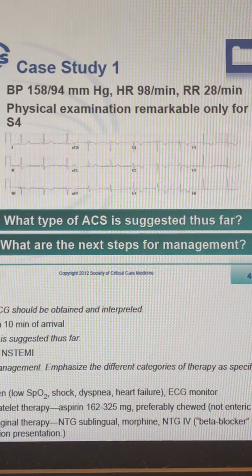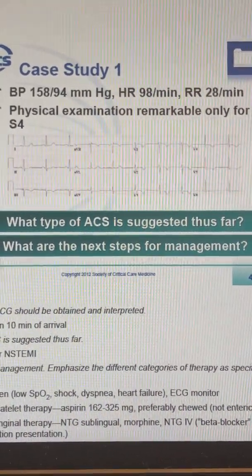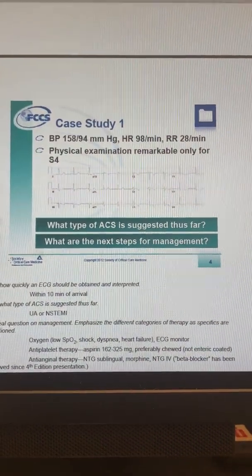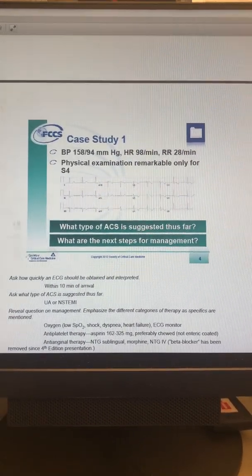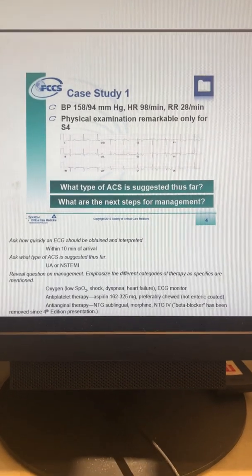So again, the chest pain, the environment is indicative of acute coronary syndrome. So now our next question, is it ST or non-ST? If we're looking at that EKG, I don't see any ST elevations.